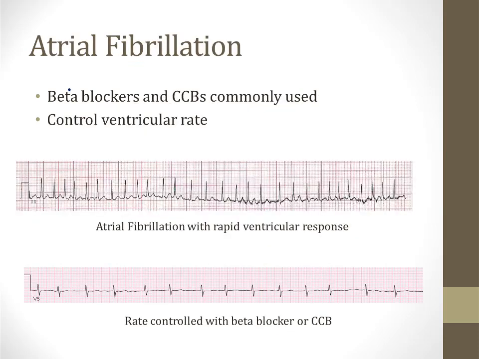So you have a picture in your mind of how these drugs are used as antiarrhythmics. Let's just talk about some of the common situations where we use beta blockers and calcium channel blockers, and one of them is atrial fibrillation. These drugs will control the ventricular rate by slowing conduction through the AV node. The top strip on the screen shows atrial fibrillation with a rapid ventricular response. A patient who has this rhythm can feel very unwell.